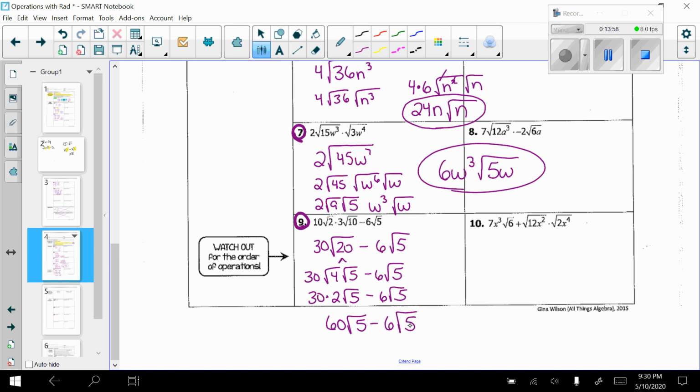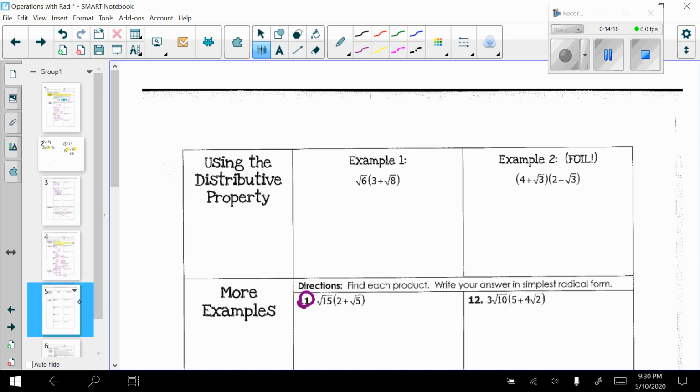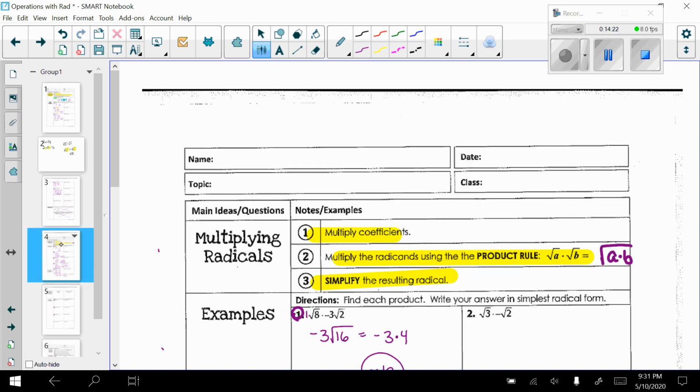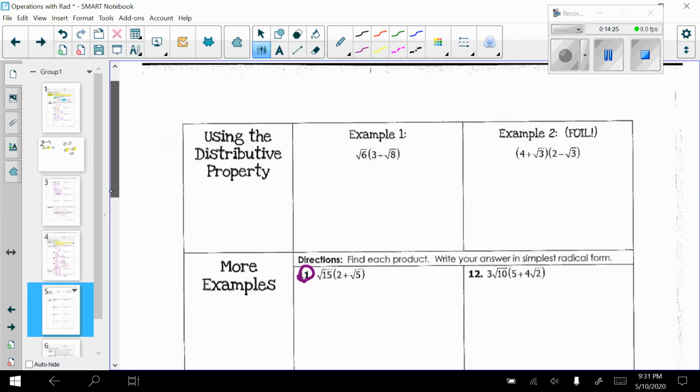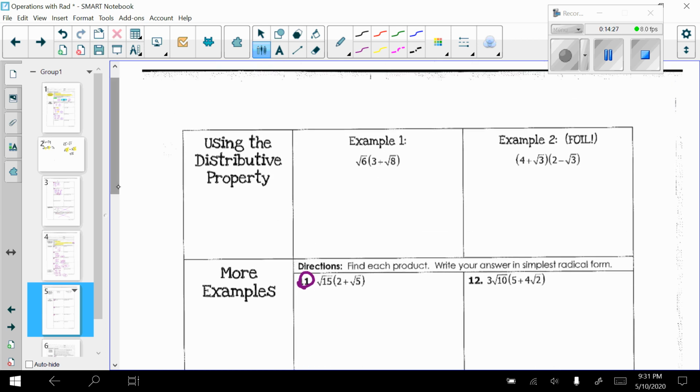Okay, so I multiplied, I simplified, and now I can subtract to get 54 radical 5 as my final answer. So you have another page to practice with multiplying, I think. Yeah, so you can go ahead and do some of the evens. This page is about distributing, so remember your umbrellas.